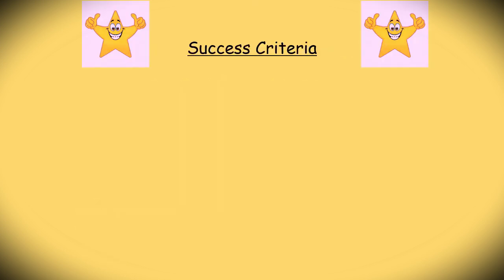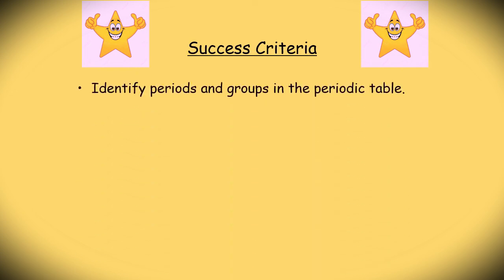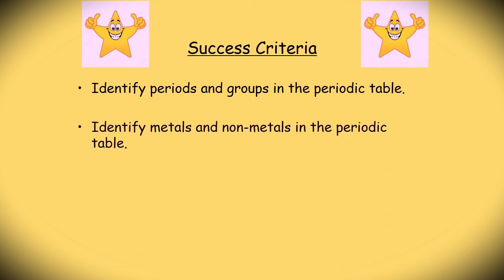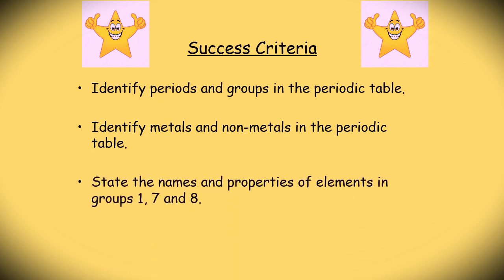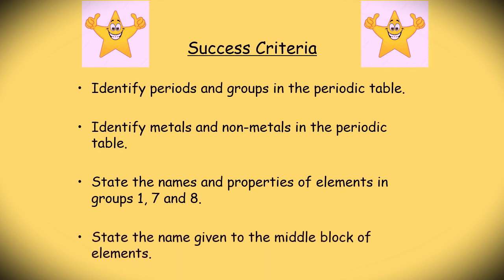And in terms of success criteria, what we would hope you would be able to do by the end of this lesson is to identify what we call periods and groups in the periodic table, identify where to find metals and non-metals in the periodic table, to state the names and properties of elements in groups 1, 7, and 8, because those groups have special names, and also to give the name for the middle block of elements on the periodic table.